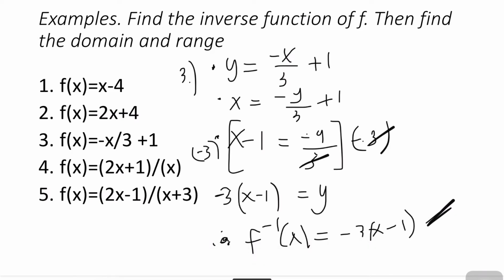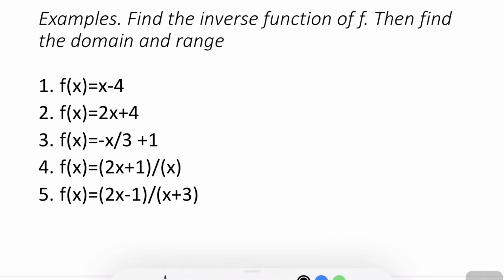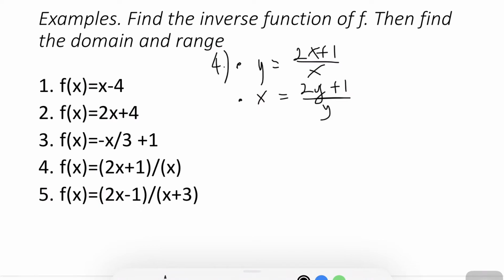Okay. Next, number 4. Always start with the first step: change f of x by y, y equals 2x plus 1 over x. And then interchange x and y. x is equal to 2y plus 1 over y. Then solve for y in terms of x. So multiply both sides by y. So we have xy, cancel. So we have 2y plus 1.